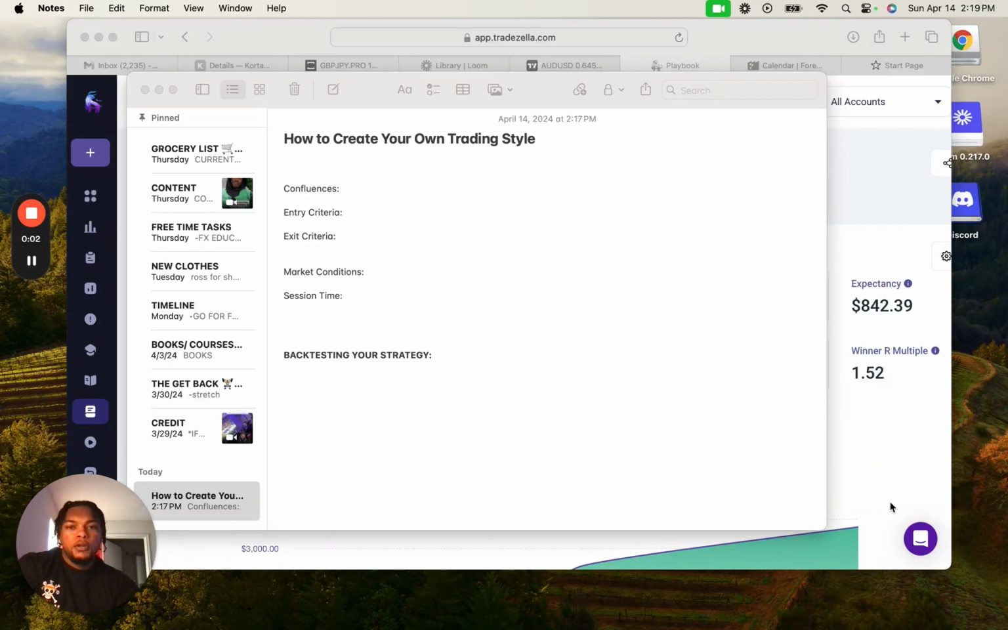All right, today we're going to talk about how to create your own trading style. These are all the different things that you're going to need in order to create a trading style that caters to you. I believe that one of the most important things that a trader can do is make a style that caters to them, because at the end of the day, you're going to be the one executing the trades on the chart.